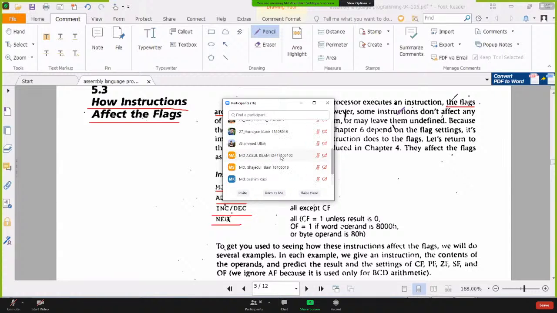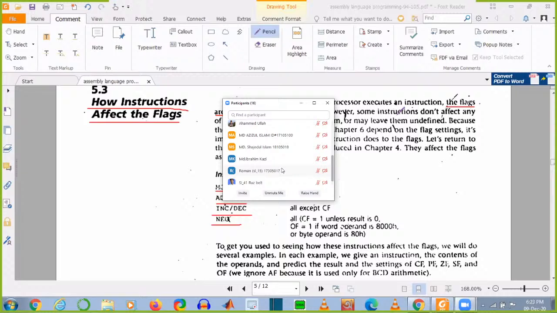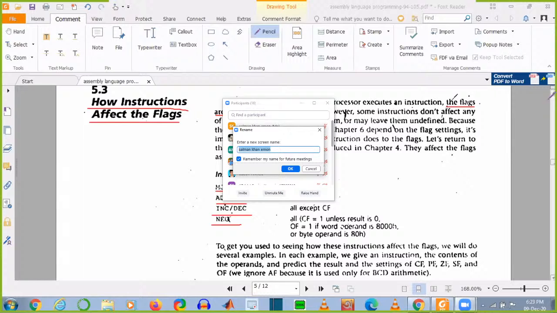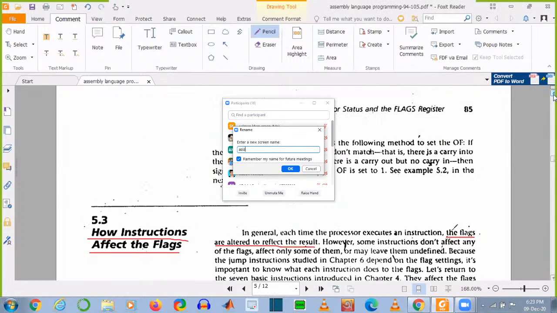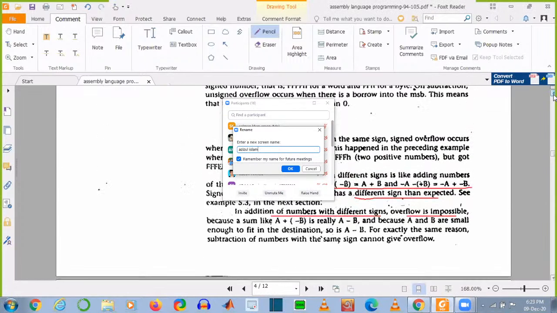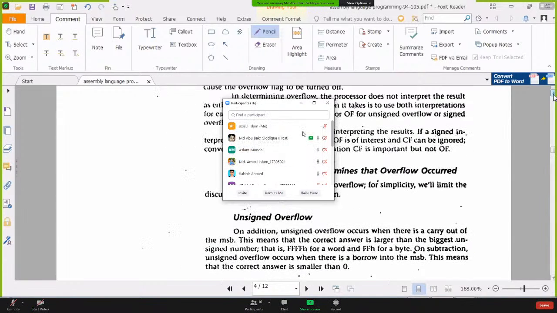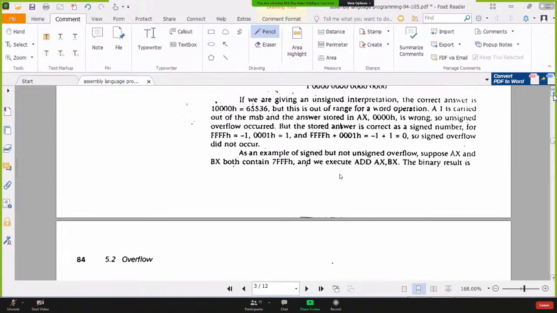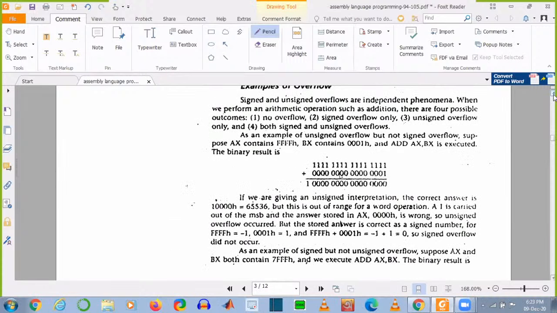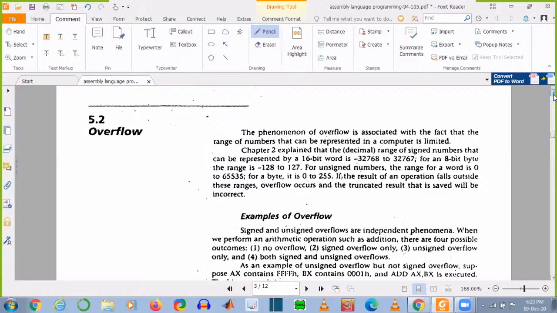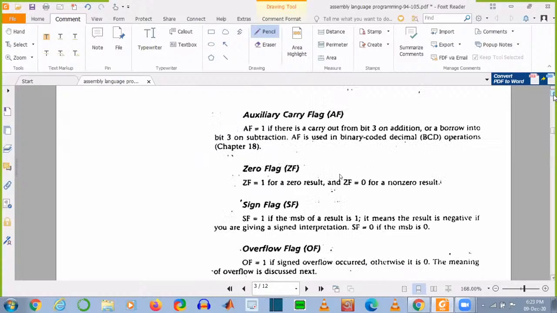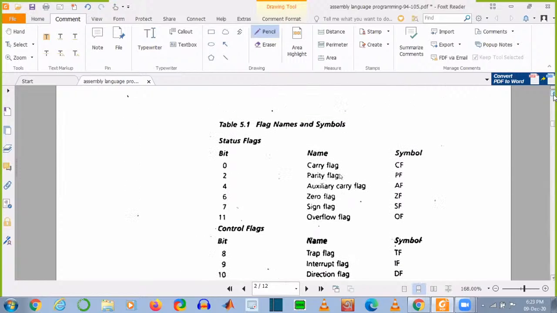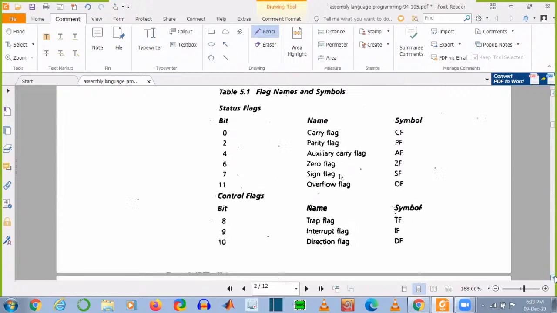Okay, these are status flags, right? Let me show you that page. Yes, but there are 9, so control flags also. But we're not going to discuss those flags. They are not that important for performing operations. So here is the flag register.